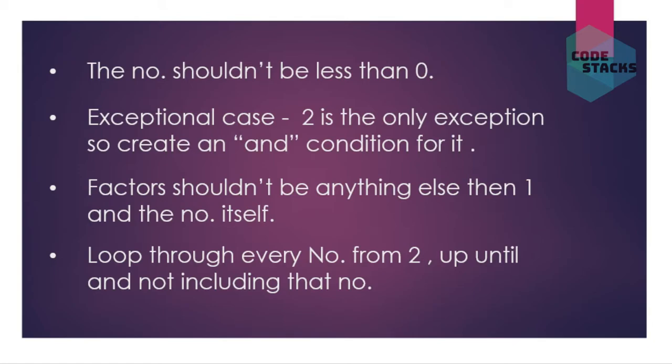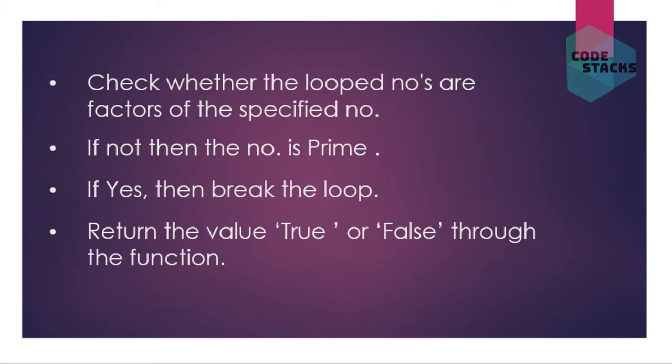Now the factors of the number shouldn't be anything else than 1 and the number itself. So it's very obvious that prime numbers have the factors only itself and 1. Now we have to loop through every number from 2 up until and not including that number. You will know why I'm saying that. Now we have to check whether the loop numbers are the factors of the specified number.